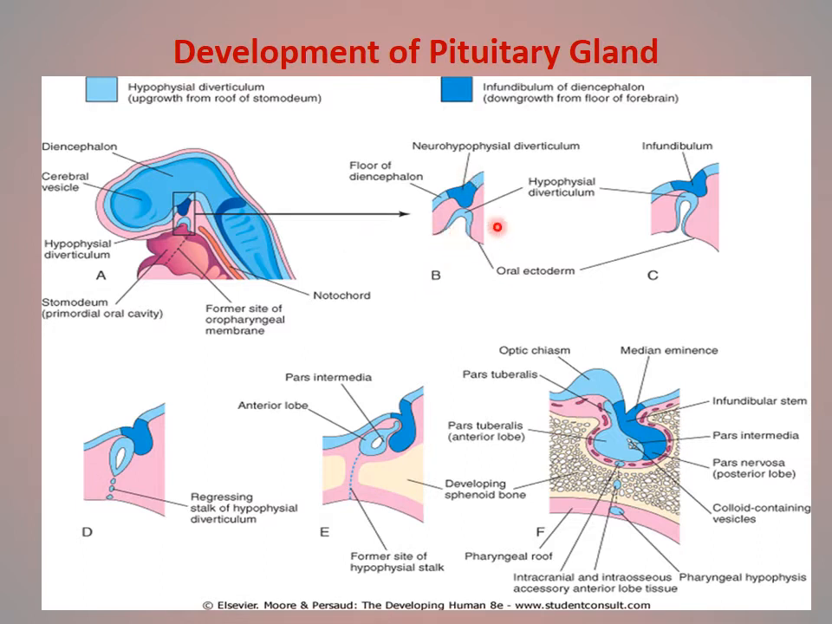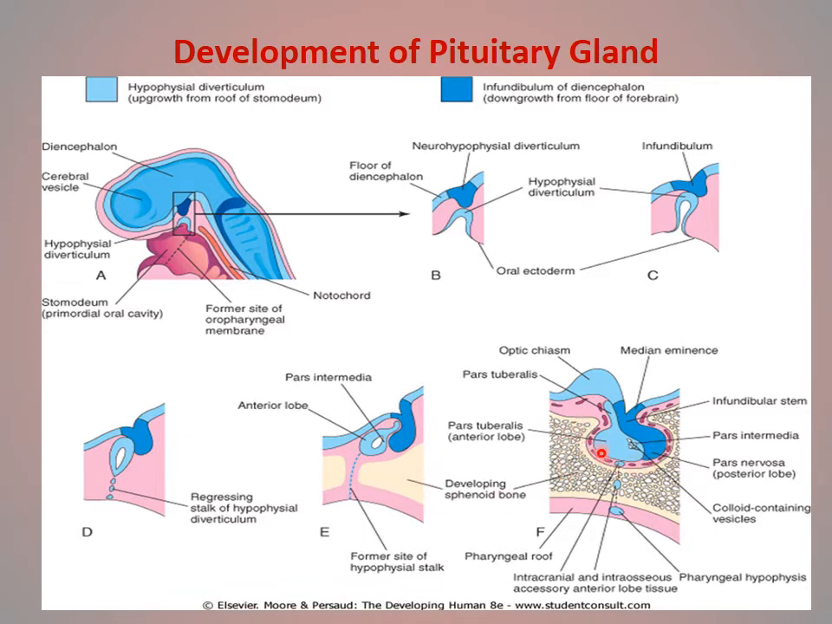The two diverticula soon meet each other at the level of the infundibulum. Rathke's pouch is first in open communication with the oral ectoderm, and later on it is detached from the roof of the stomodeum, and this forms part of the site of the hypophyseal stalk. The two sources, Rathke's pouch, or the hypophyseal diverticulum, and the neurohypophyseal diverticulum, meet, and the surrounding area is developing in the body of the sphenoid bone.